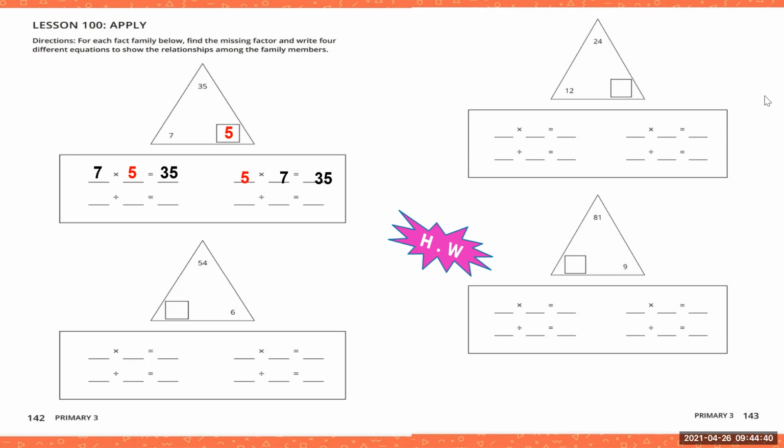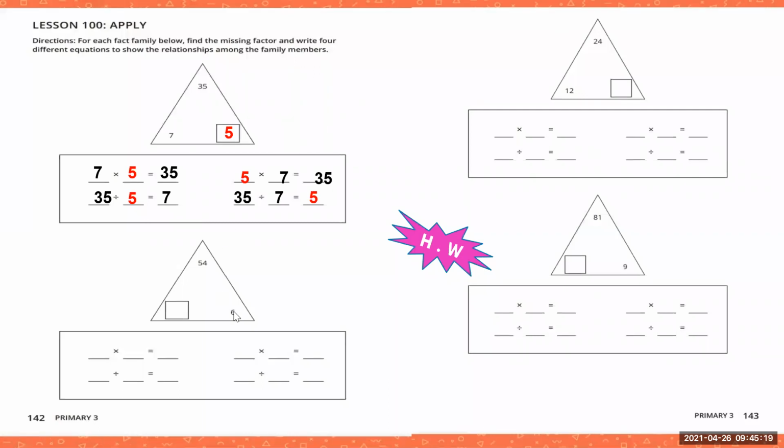Yassine Megid, can you tell me the division equation? 35 divided by 7 equals 5. 35 divided by 5 equals 7. Great, excellent, my dear. So we can say that 35 divided by 5 equals 7, or 35 divided by 7 equals 5. The same here.